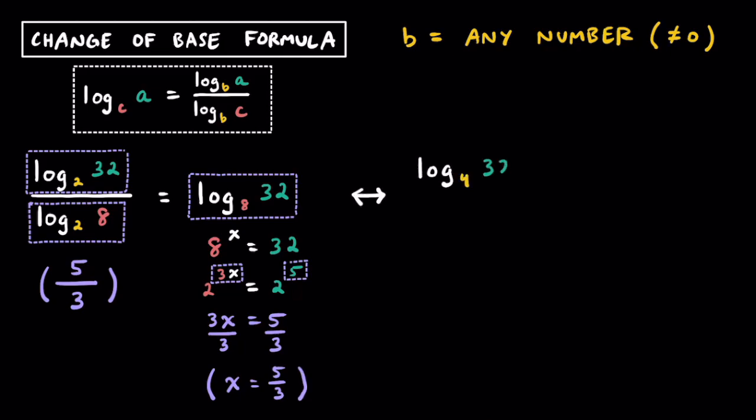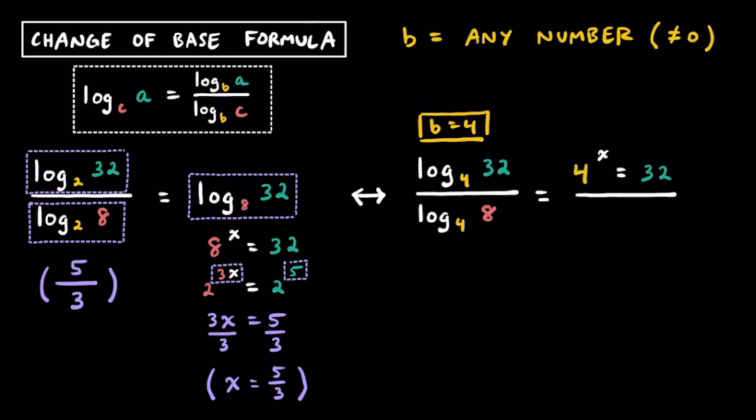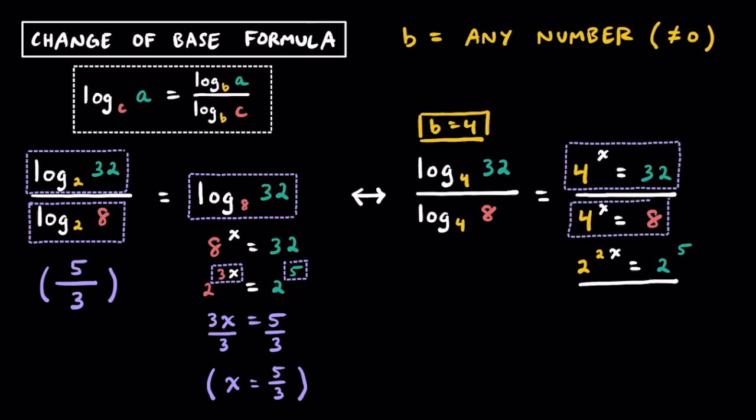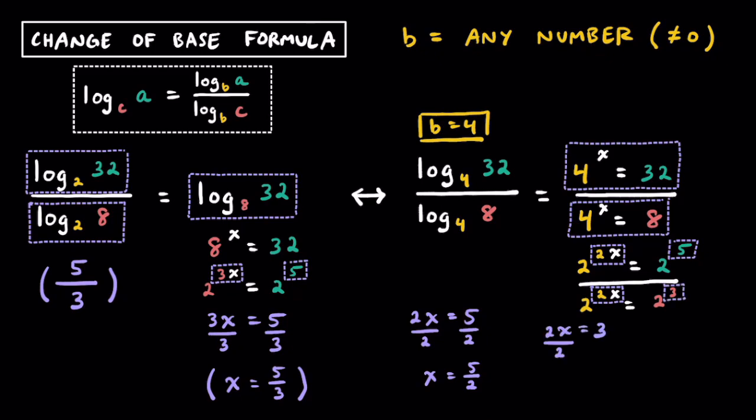Similarly, we should be able to rewrite the original expression but change the base to 4 instead of 2, and this should still work out. Rewriting the numerator and denominator into exponential form as 2 separate equations, we can write 4 to some power is equal to 32, and 4 to some power is equal to 8. For the equation on top, we can rewrite it as 2 to the 2x power is equal to 2 to the 5th power, so we have the same base. And for the equation on bottom, we can rewrite it as 2 to the 2x power is equal to 2 to the 3rd power. For the equation on top, we can set 2x equal to 5 and divide both sides by 2 and see that x is equal to 5 halves. And for the equation on bottom, we can set 2x equal to 3 and divide both sides by 2 and see that x is equal to 3 halves.